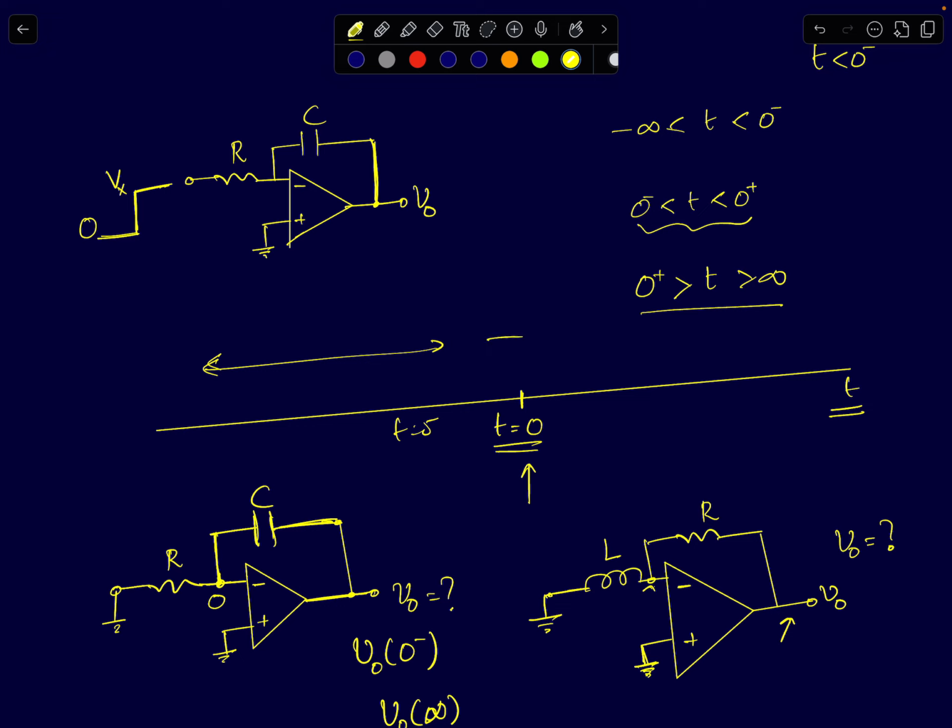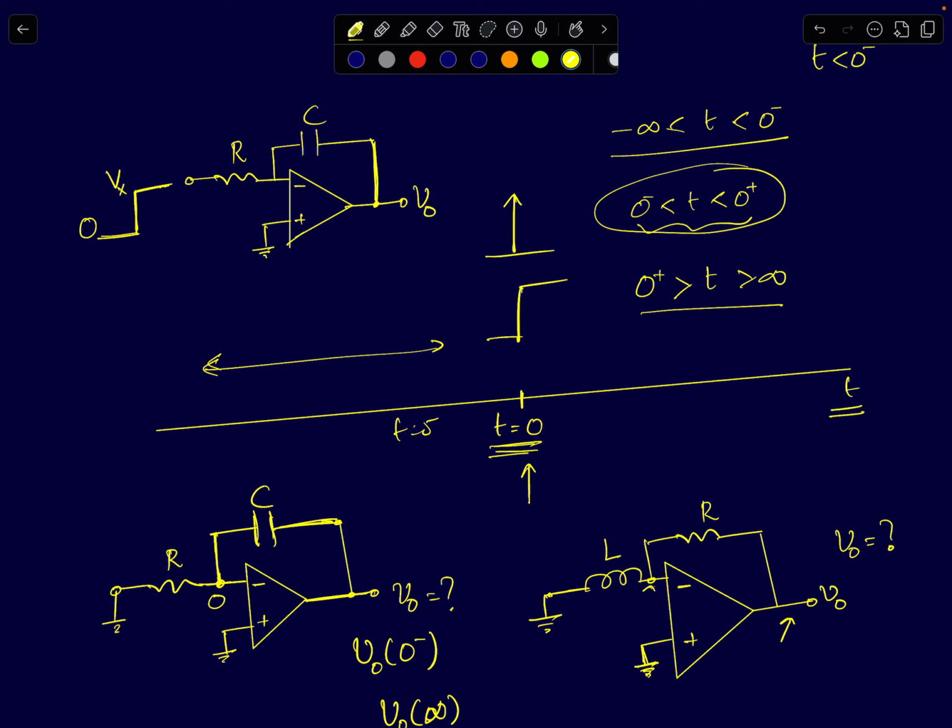You may have a step input applied to this circuit at t equal to 0, or you can have an impulse input applied to the circuit at t equal to 0. So t equal to 0 is when the step input or the sudden switching event takes place. Then we can divide the whole time scale into three different regions: t less than 0 minus, and at the switching event, 0 minus to 0 plus.